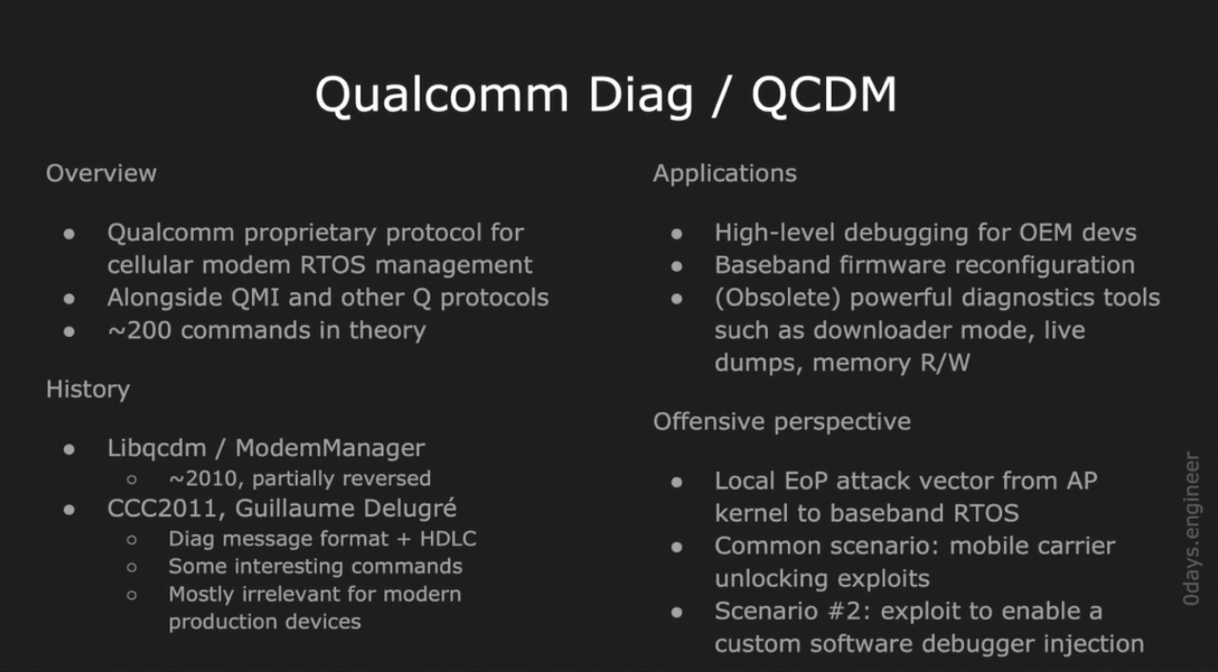The second scenario, how the Diag offensive can be useful, is using it for injecting a software-based debugger. If you can find a bug in Diag that enables read-write capability on the baseband, you can inject some debugging hooks and eventually connect it to a GDB stub. So it enables you to create a software-based debugger even when JTAG is not available.